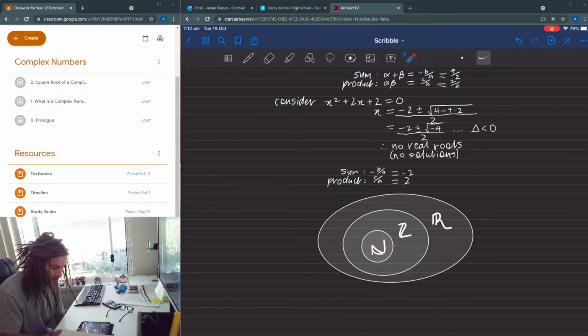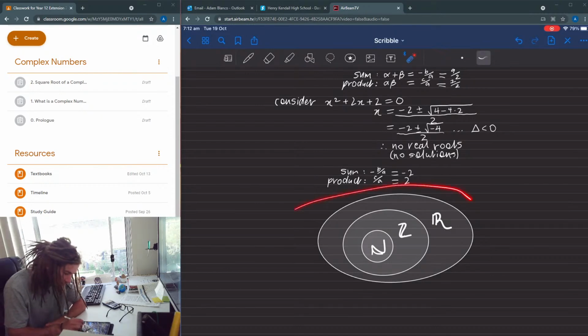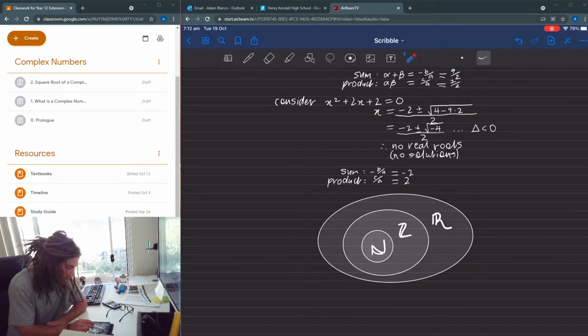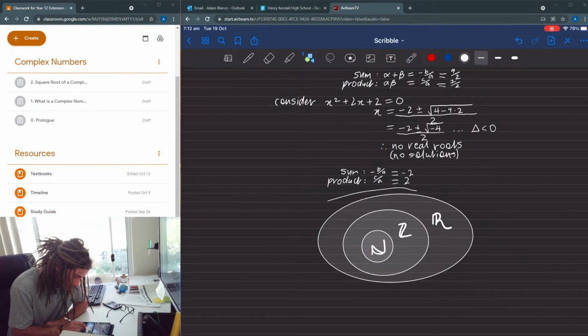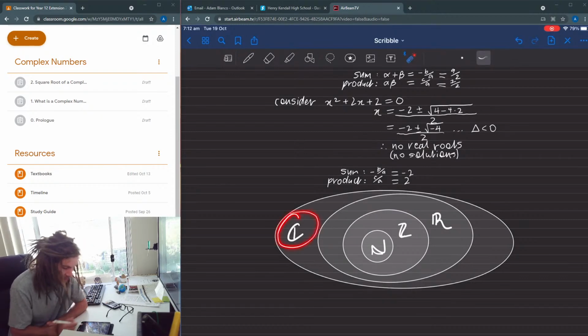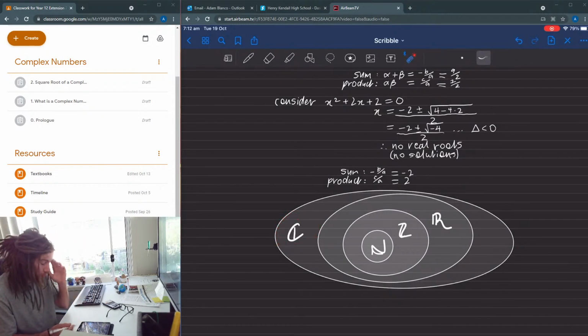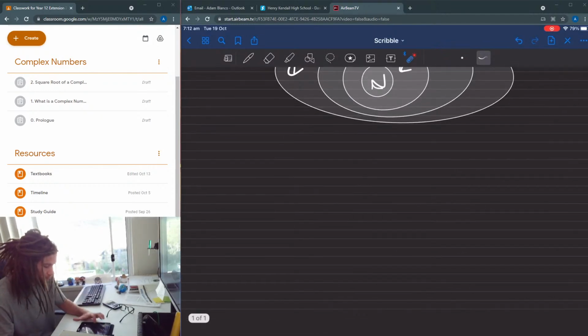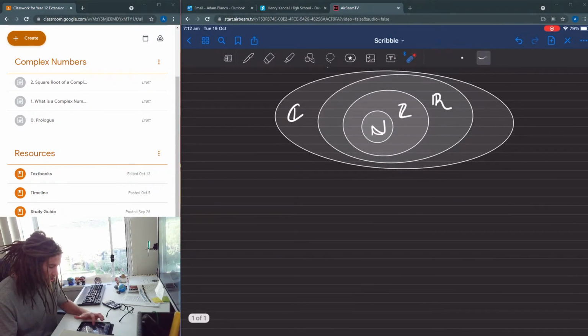So rationals being things I can write as a fraction, irrationals things I can't write as a fraction. And encompassing all of this, and we'll look at it in a sec, are our complex numbers. And our complex numbers are made up of imaginary numbers. And so we'll see what all that means in a second. But that's kind of how our number system works.